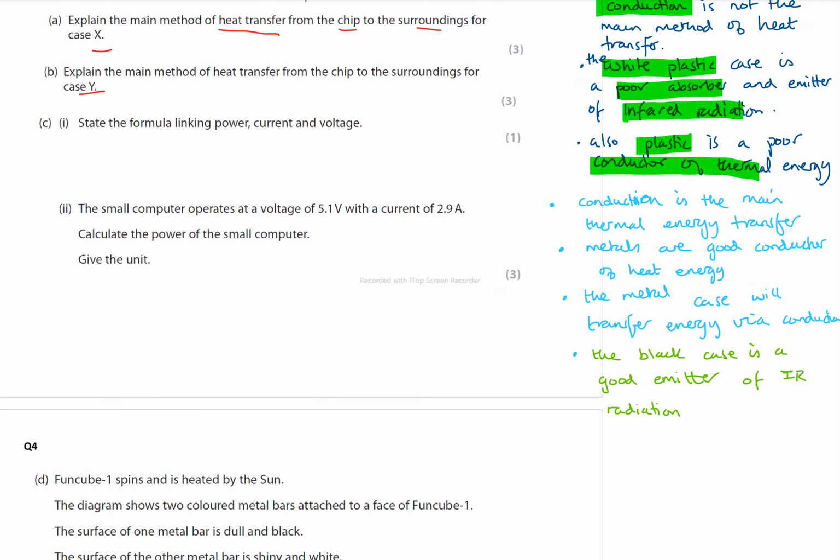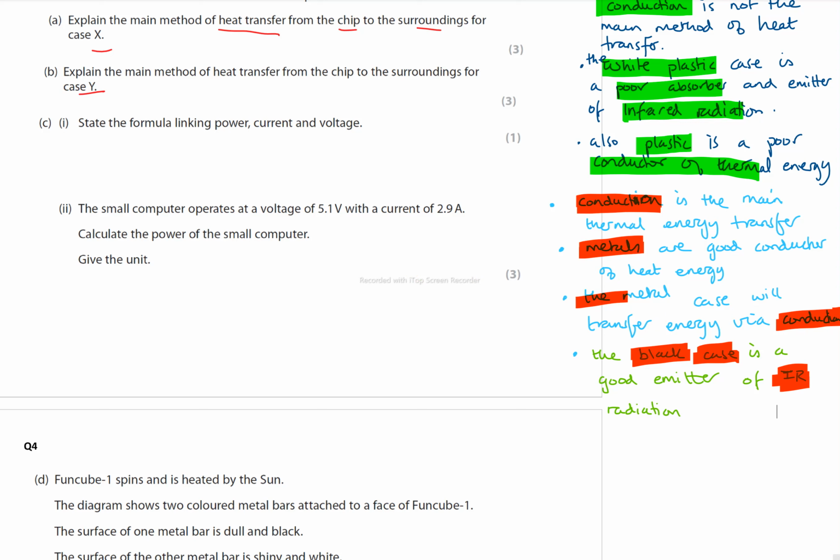So what's happened, you said conduction is the main thermal energy transfer. Metals are good conductors of heat energy. The metal case will transfer energy via conduction, right, very efficiently. And the fact that they've painted it black, so the black case is a good absorber and emitter of infrared radiation.